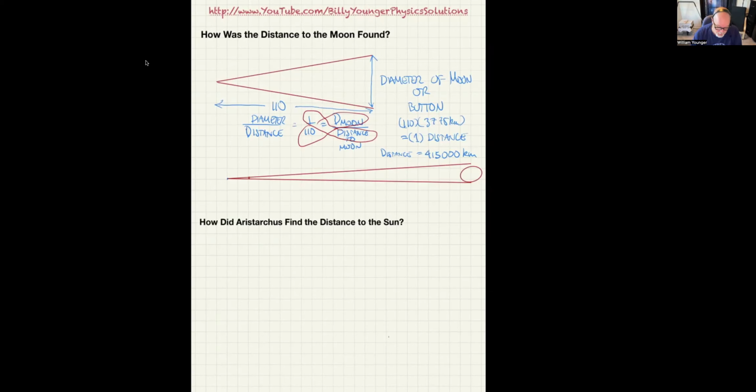So that's how we were able to figure out the ratio first, by just acknowledging the ability to observe it and to block the sunlight. And then that's also how we were able to measure it. Now, how did Aristarchus find the distance to the sun?